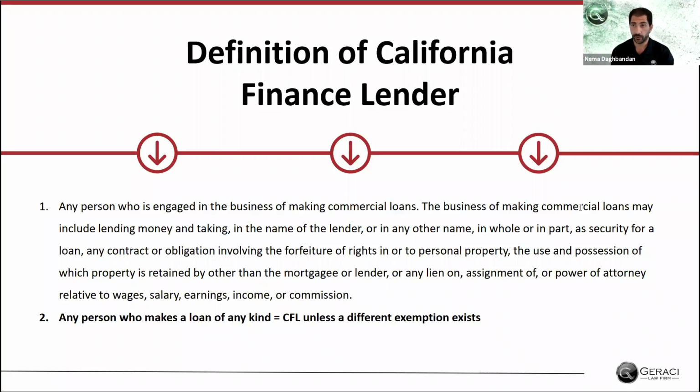One, and the biggest one, is going to be any loan which is arranged by a licensed real estate broker secured by real property. So you do not need to be a California finance lender so long as that loan was arranged or brokered by a real estate broker in the state of California.